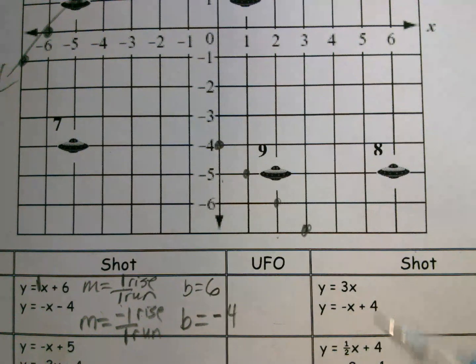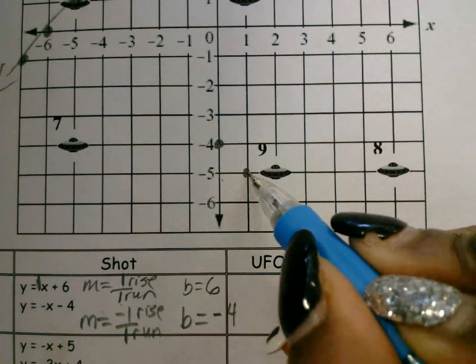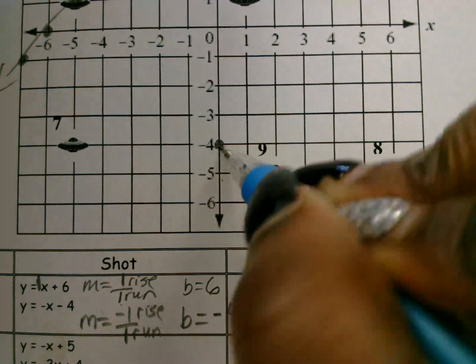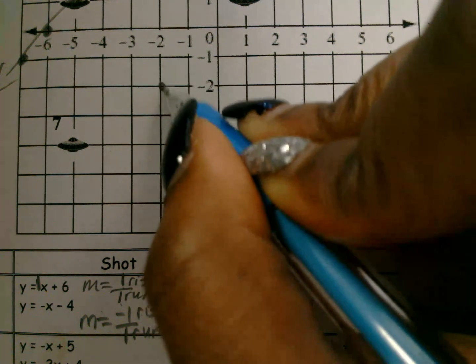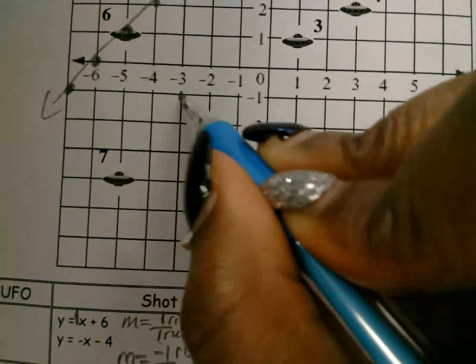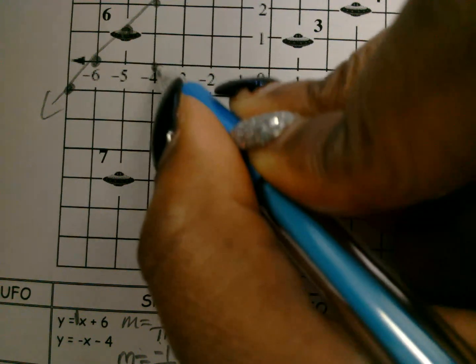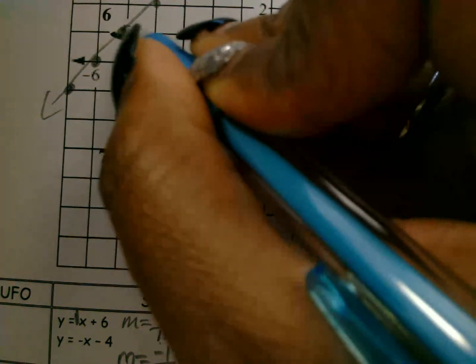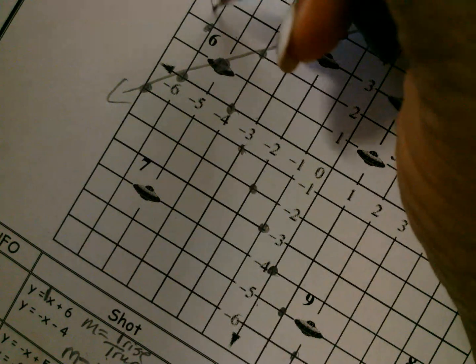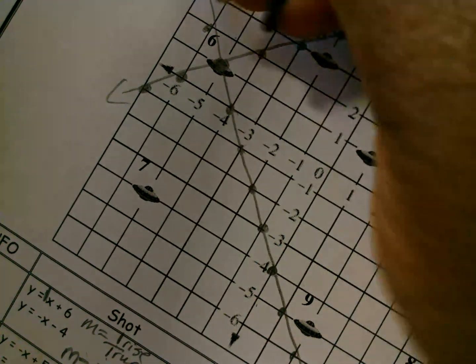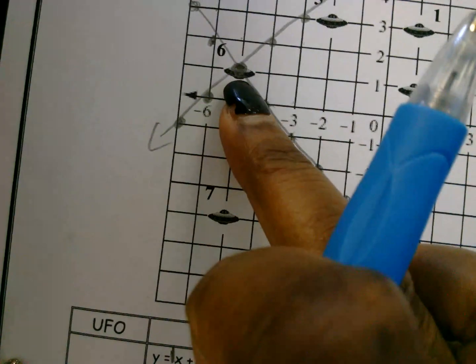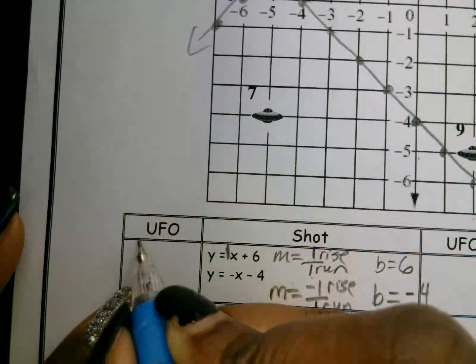Okay, we ran out of space this way, so go backwards. Instead of going down, go up and to the left 1. Up, left 1. Up, left 1. This is where it crosses right here. This is the UFO. So the UFO for this first one right here is going to be the 6th one.